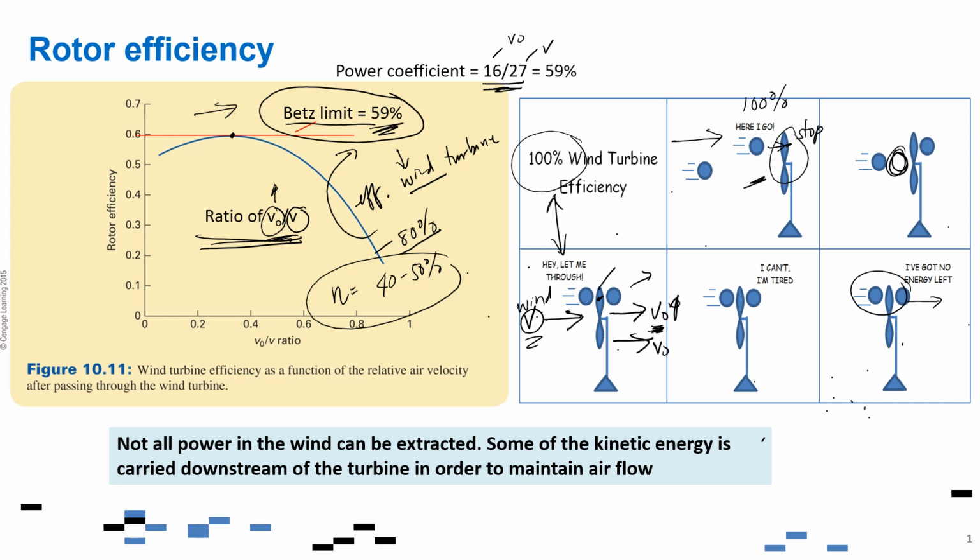So in other words, based on this Betz limit, not all power in the wind can be extracted. Some of the kinetic energy is carried downstream of the turbine in order to maintain airflow. All right, so that's why it's important that there is airflow so that the rotor and the blades will continuously extract energy. Otherwise, if you stop it, then there's no continuous flow or harnessing of energy.